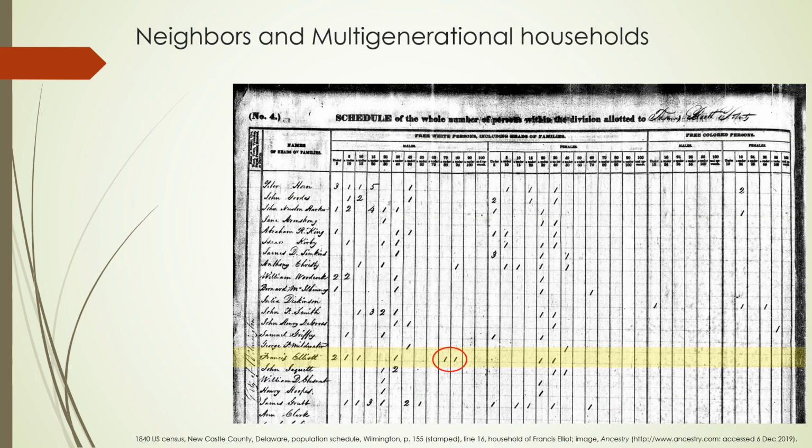As always, look for neighbors with the same surname or other familiar surnames. Also, look for multi-generational households. In this example, the household of Francis Elliott appears to have a young family with 2 older gentlemen living with them. At this point, we don't know if Francis is the younger man or one of the older men. The older men may be elderly relatives or even one or both of the fathers of the young couple. This is something to keep in mind and keep following up on.